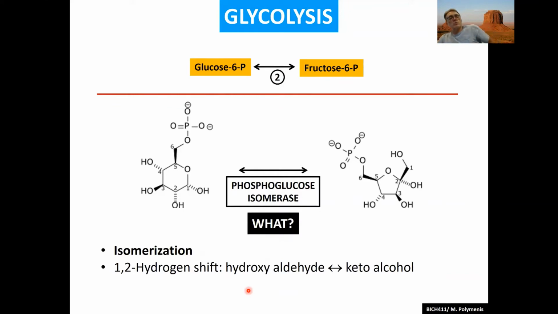So what is the isomerization? It's called a 1,2 hydrogen shift. So what we're going to make really is an aldehyde. We're going to start with an aldehyde, which has a carbonyl group at the very end of the sugar, and we're going to make a keto alcohol. That's going to be fructose.